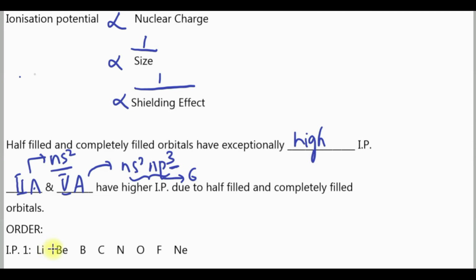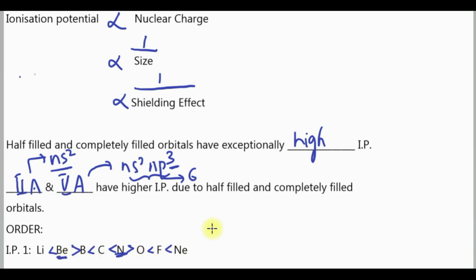Lithium has lower IP compared to beryllium, and beryllium, being a 2A group element, is going to have higher IP compared to boron. Boron less than carbon, carbon less than nitrogen, nitrogen greater than oxygen because it is a 5A group element, and oxygen less than fluorine, fluorine less than neon. So remember this, remember what the question is based on, and why this order is coming.